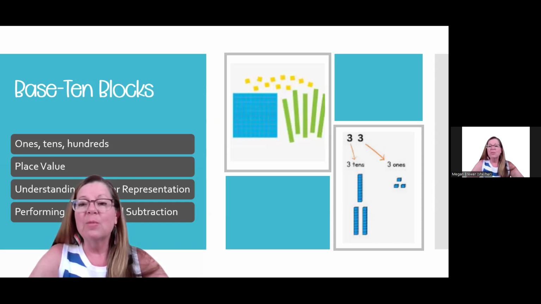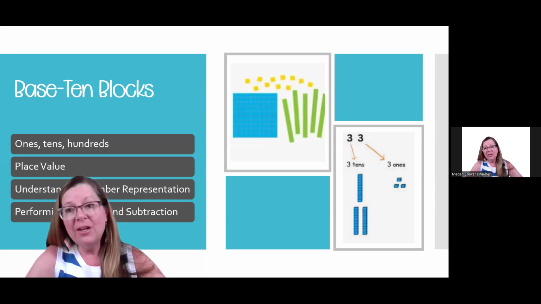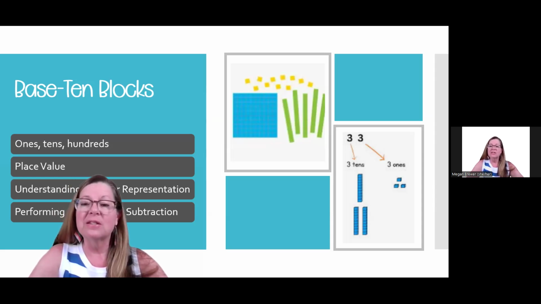This visual aid helps students understand that the position of a digit in a number determines its value. Students can physically manipulate these base 10 blocks to perform addition and subtraction, making the concepts more concrete and easier to understand. This allows them in later grades to see the process of regrouping or trading when adding and subtracting, which is crucial for developing deeper understanding of arithmetic.